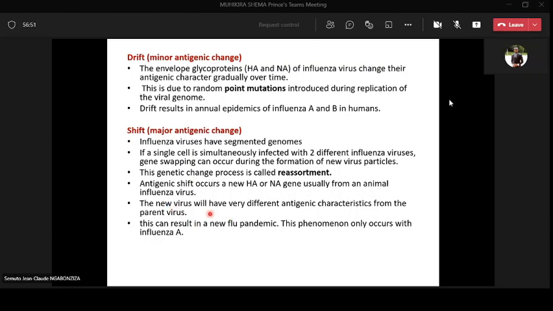And that is how the flu pandemic comes to emerge. And this only occurs with influenza A, not B, not C, or para-influenza ntabwo ibikora. Kubera iki? Kubera ko tuzabona ko A ariyo yonyine ijya muri different types of hosts.